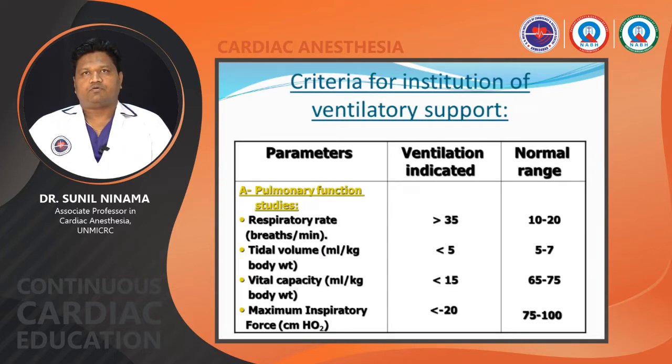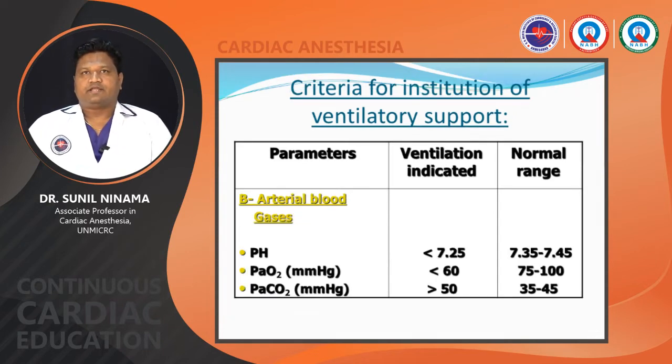Criteria for institution of ventilatory support: in which patients do you want to keep the patient on a ventilator? These are the parameters you have to look at. First, pulmonary function, by examining the patient. If the respiratory rate is very high, more than 35, then the patient needs mechanical ventilation. If the tidal volume is less than 5 ml per kg, then the patient requires mechanical ventilation. Vital capacity again is less than 15, and maximum inspiratory force is less than -20.